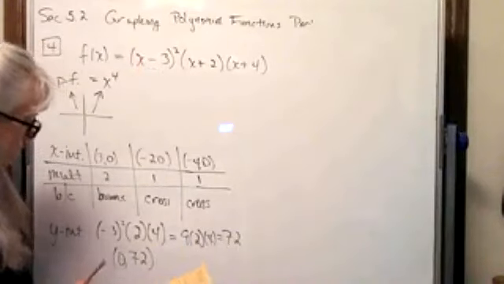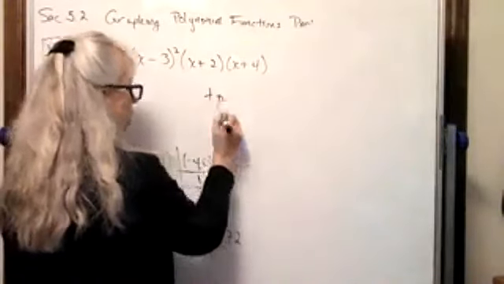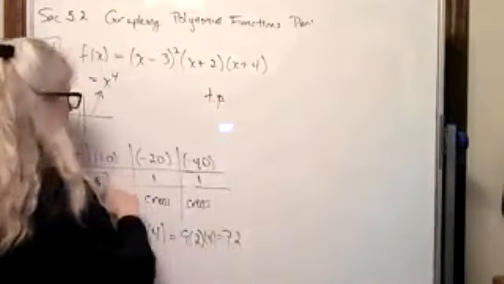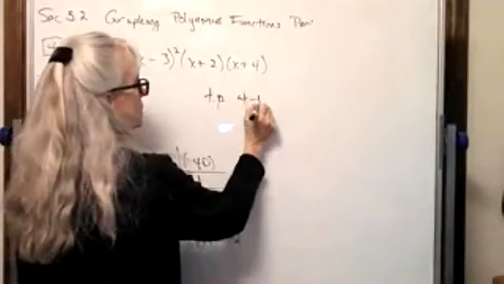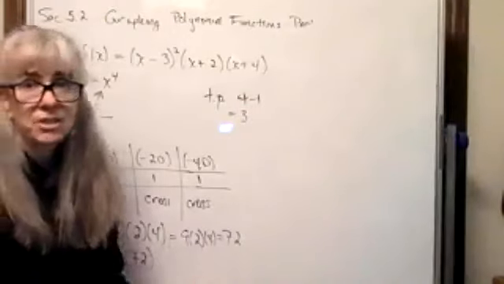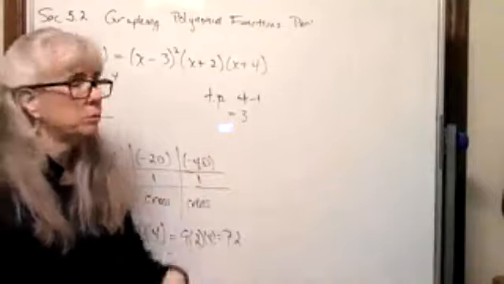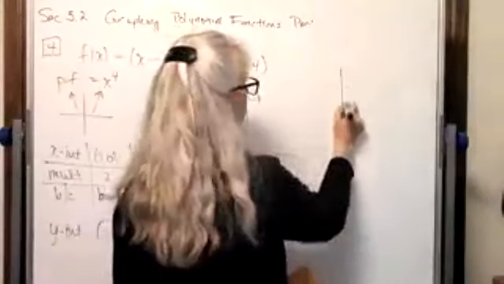And the other thing we need is the number of turning points. So I'll squeeze that in over here. Turning points would be the degree. The degree we said was 4, minus 1, which is going to give us 3. So at most we'll change direction 3 times. Again, it doesn't have to, but at most 3 times. So if you find yourself bouncing back and forth more than that, you're in trouble. Now we can graph it.